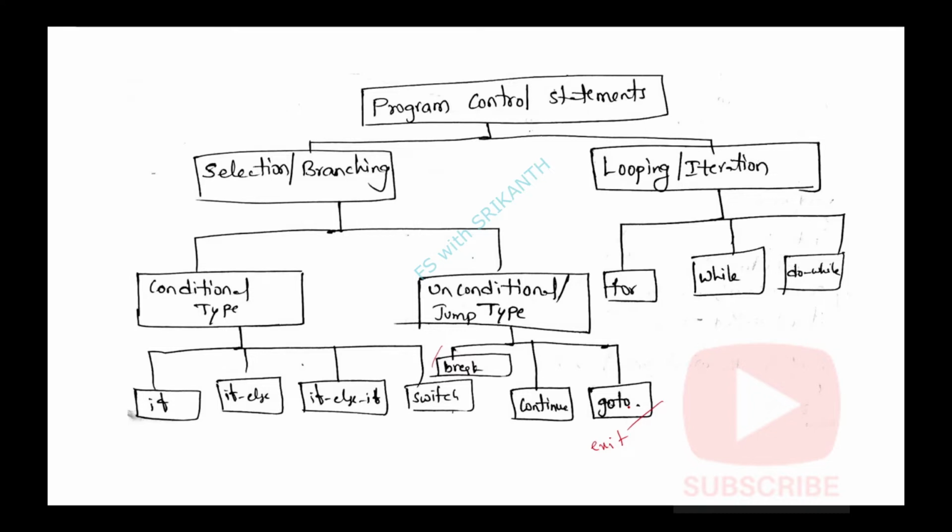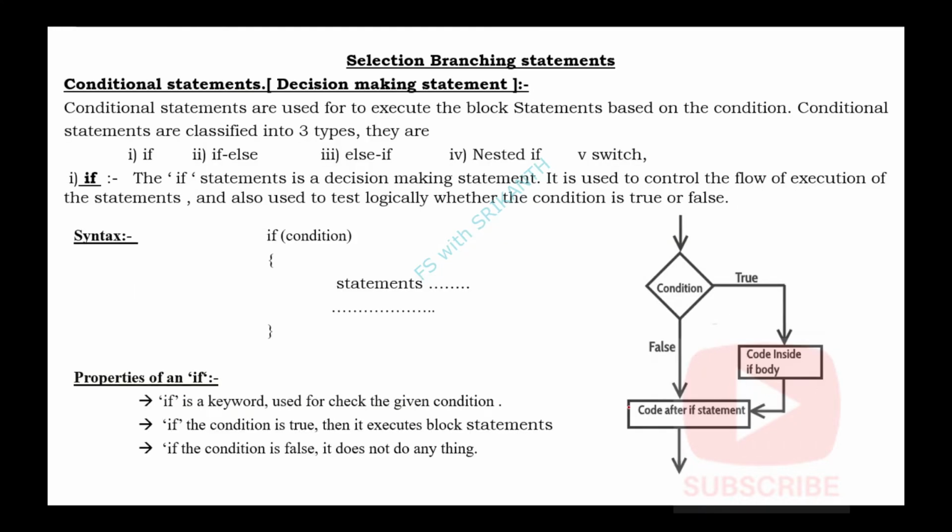So in conditional statements we have if else, nested if else, and switch case, and for looping we have for, while, do while. Right, now we are discussing the if statement. What is if? Just observe, this is the syntax. If is a keyword, and it checks the condition. What type of condition does it check?